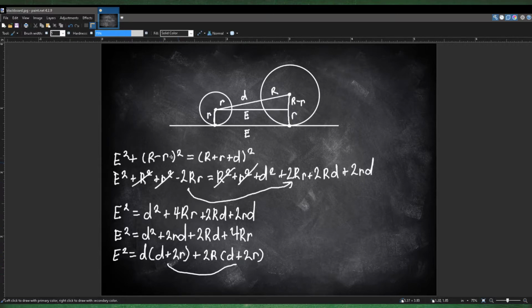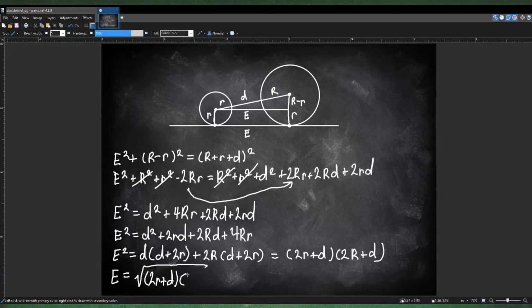Oh, we see like terms here, right? So now we can simplify this as 2 smaller r plus d plus 2 bigger R plus D, right? Because you put these together and these are the same because it distributes out, right? Perfect. And I just put the radius in front because I like to. So that means our E is going to be equal to the square root of 2 small r plus D plus 2 big R plus D. And that is our formula for our external.